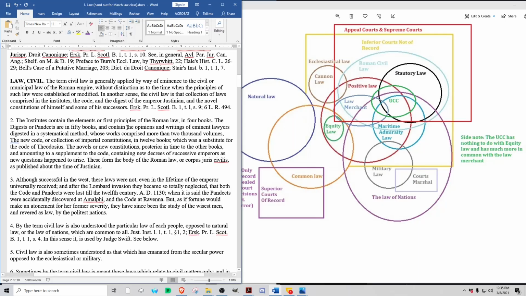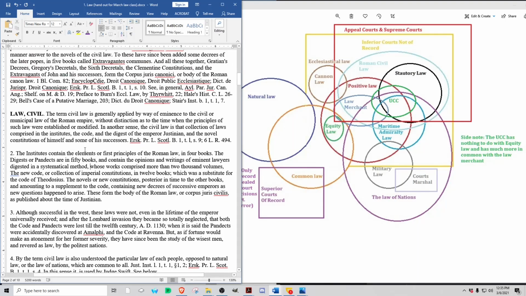They are separate. So this term civil law, and again, this is out of Bouvier's, the term civil law is generally applied by way of eminence to the civil or municipal law of the Roman Empire, without distinction as to the time when the principles of such law were established or modified. In another sense, the civil law is that collection of laws comprised of the institutes, the codes, digest of the Emperor Justinian, and the novel constitutions of himself and some of his successors.